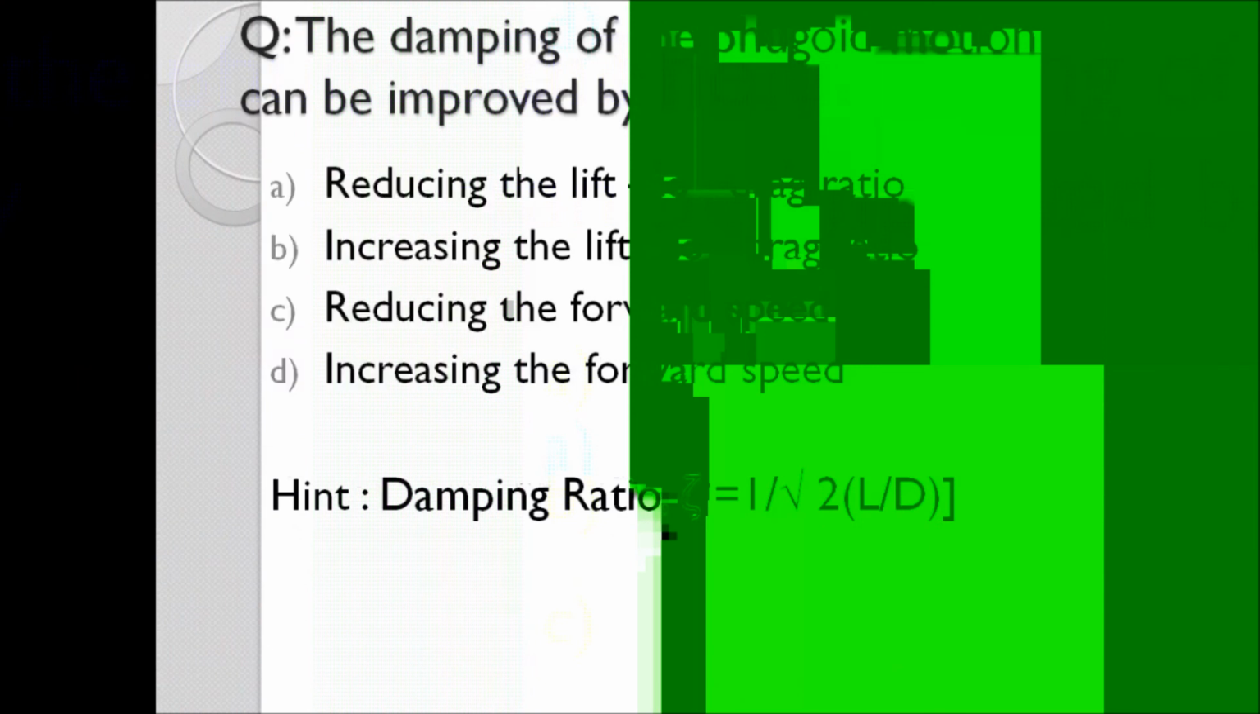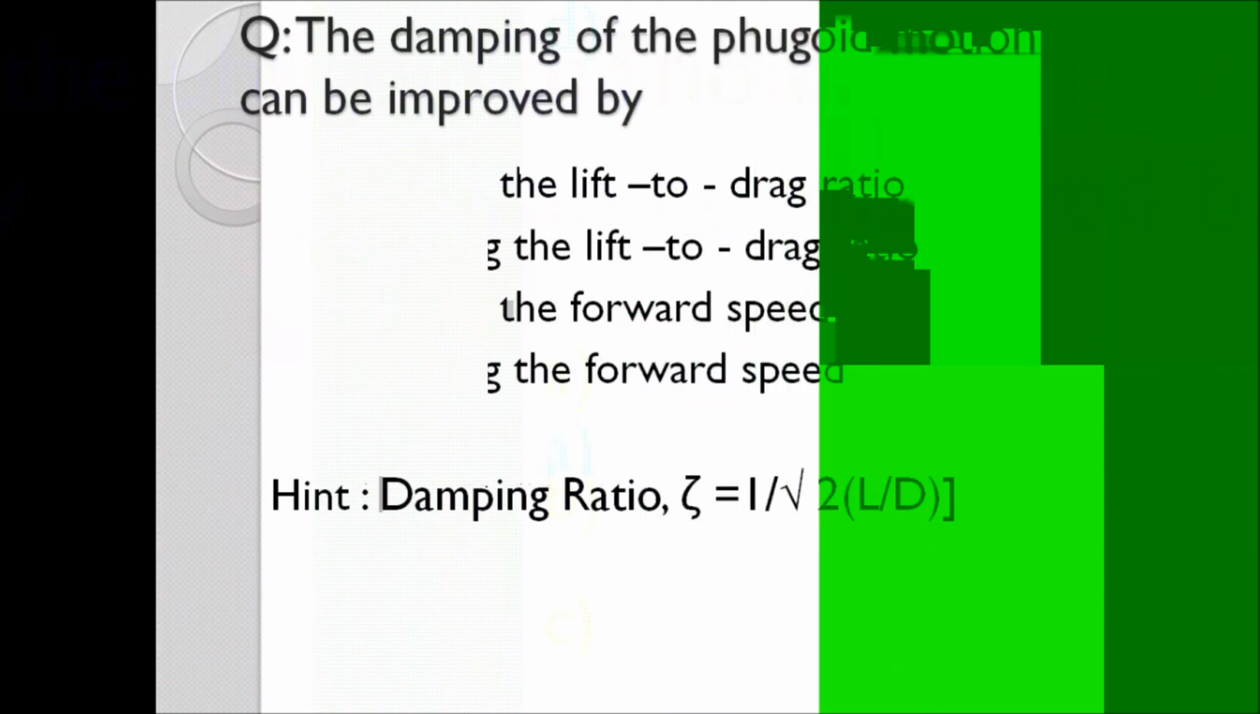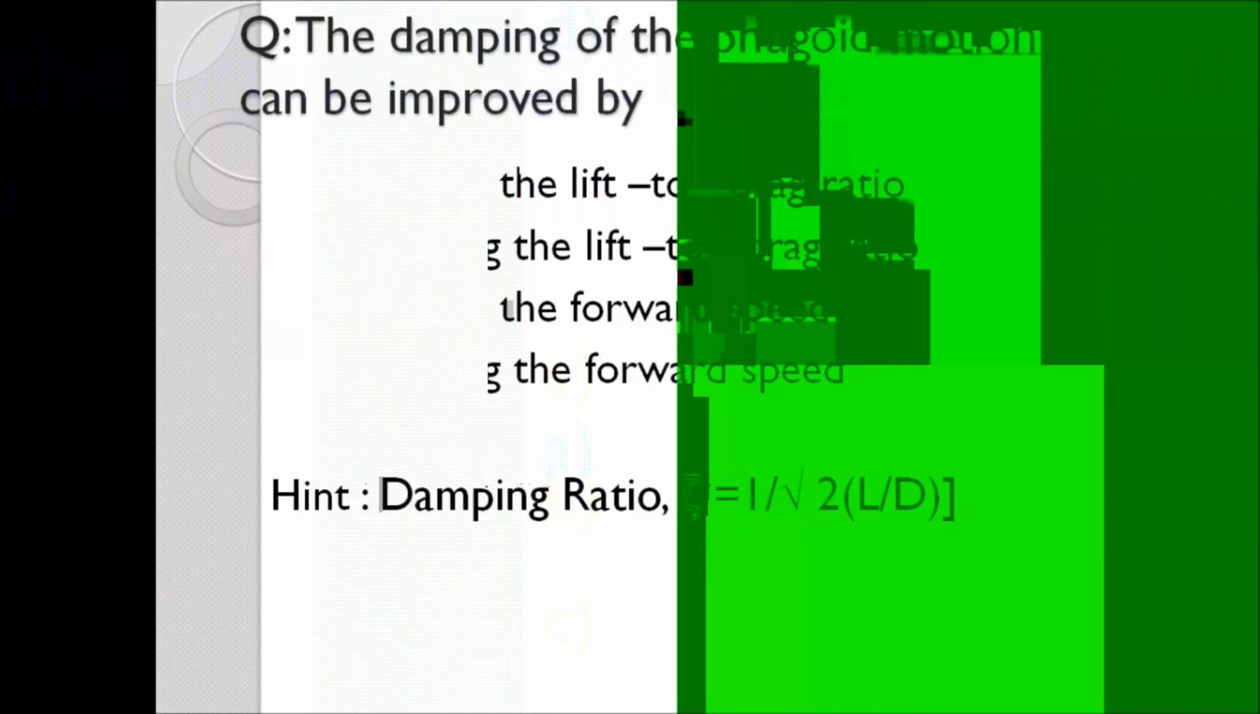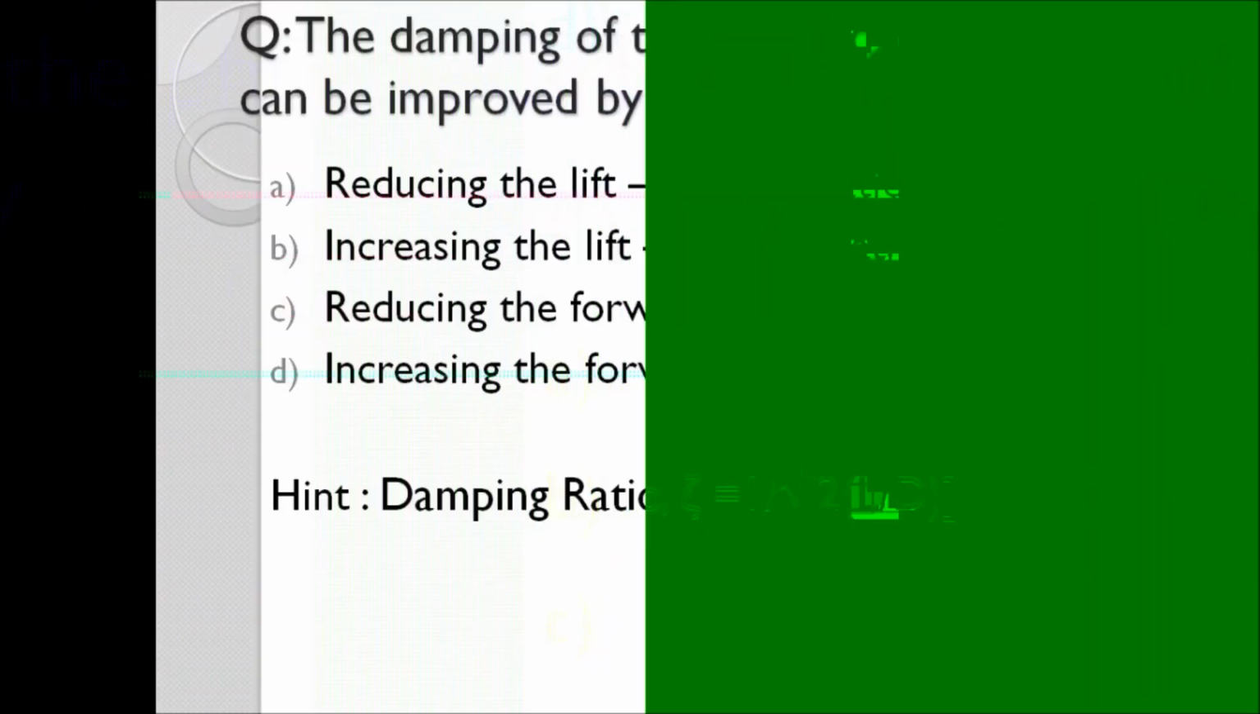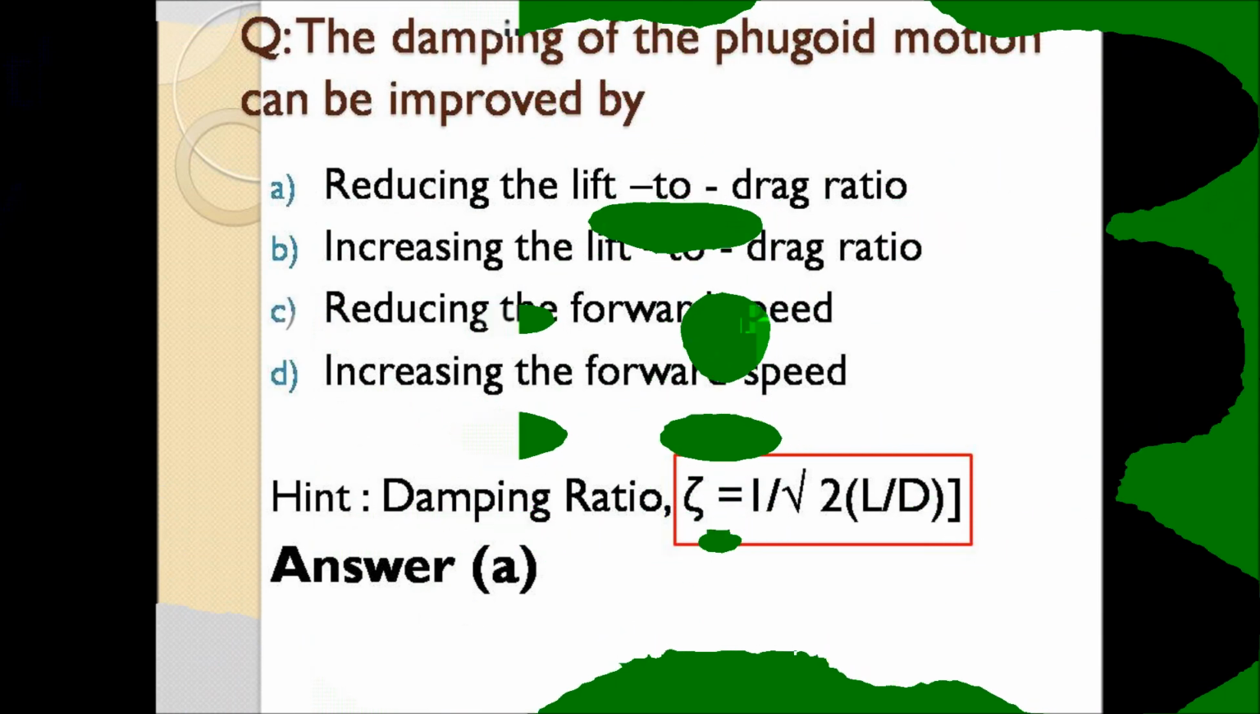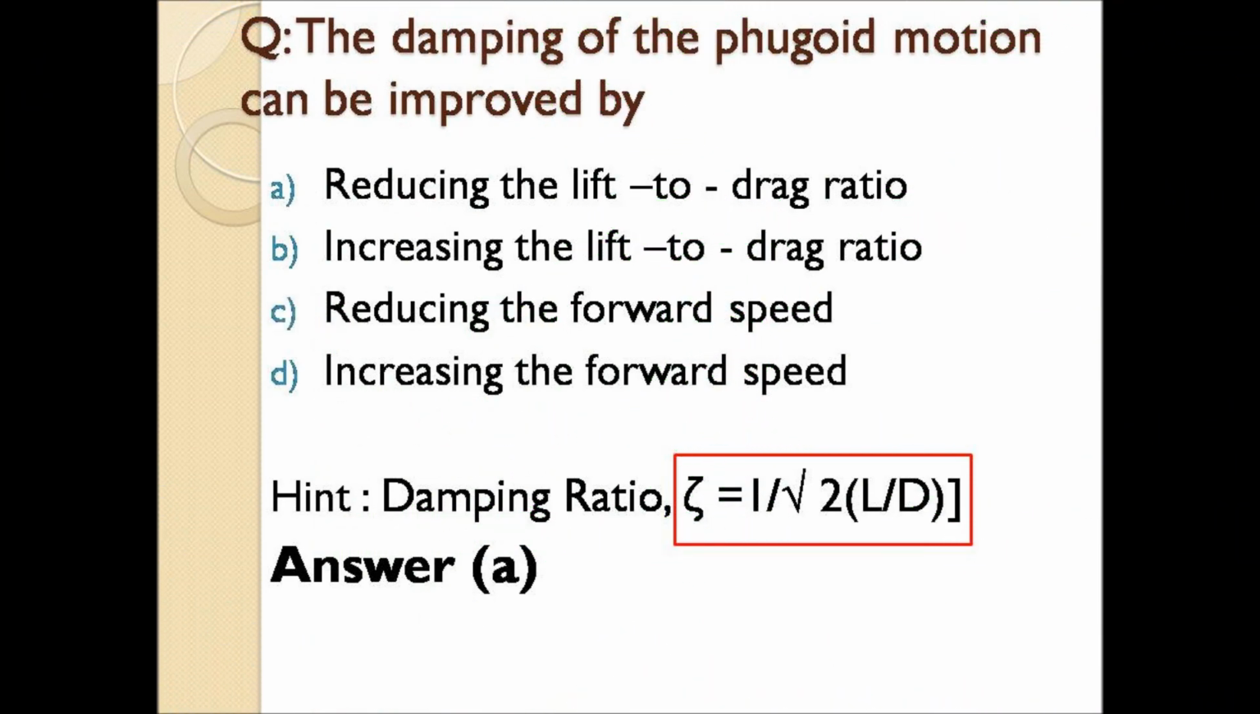Now next comes the next question. The damping of a Phugoid motion can be improved by. So recall the formula, that is damping ratio tau equals 1 by root 2 L by D. So tau is inversely proportional to the lift to drag ratio. So if the damping ratio has to be high, the lift by drag ratio has to be low. So answer A is the right answer.